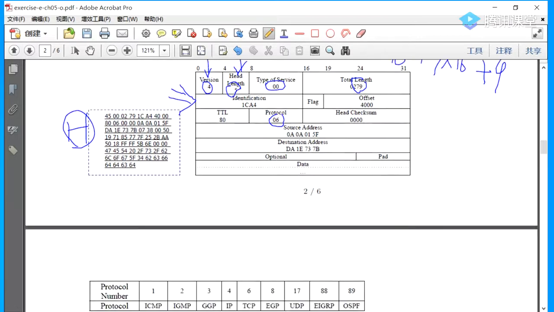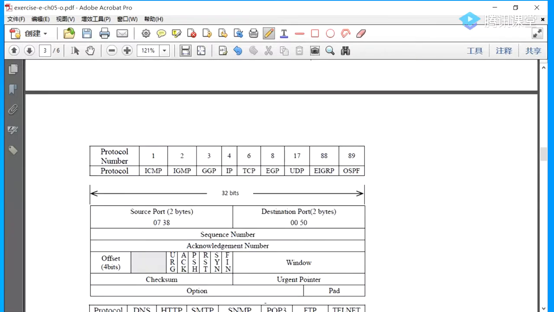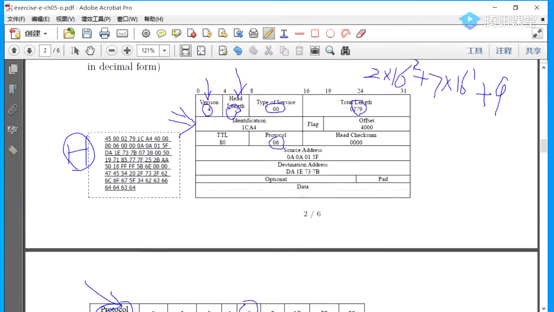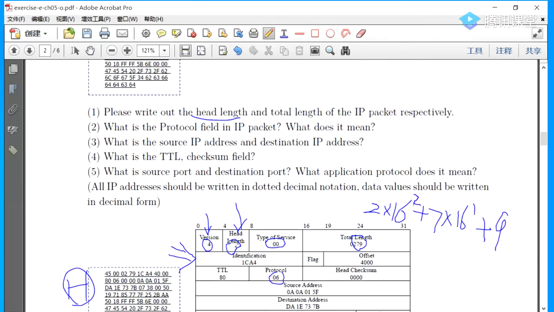Then the protocol field is 6. From the protocol number table, 6 means TCP encapsulated in the IP packet. So it means the payload encapsulates a TCP segment, right?